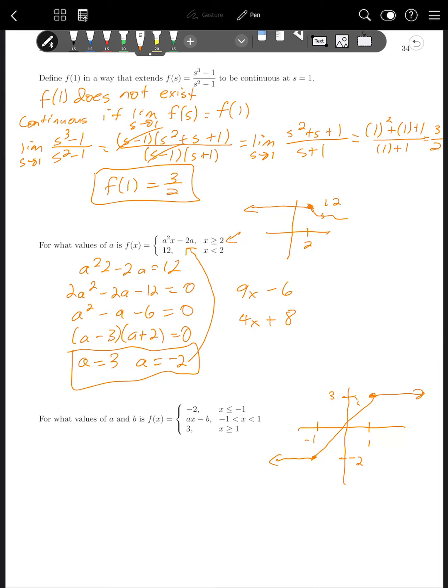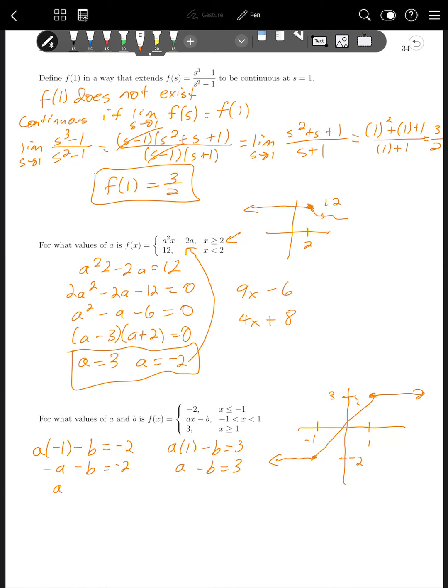To do that, you just want to let a times negative 1 minus b equal negative 2. So you want this to equal negative 2 at negative 1. And then you also want to let a times 1 minus b equal 3. So at x equals 1, I want it to equal 3. And then we just solve this system. This would be the opposite of a minus b equals negative 2. This would be a minus b equals 3.